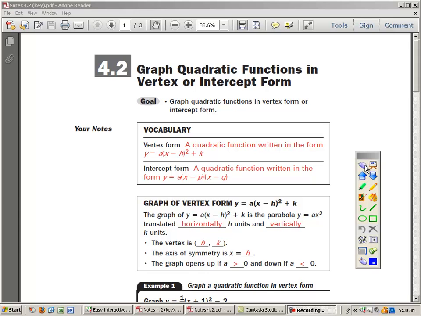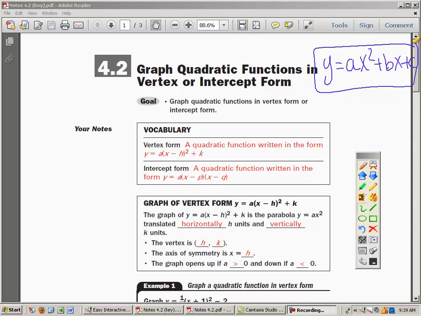Lesson 4.2 is going to be kind of an extension of what we talked about yesterday in the previous lesson, 4.1, on graphing equations in standard form. In our previous video, we talked about graphing things in the form ax squared plus bx plus c. We talked about how to find the vertex, how to set up your table, whether it opens up or down, the y-intercept, and all those kinds of things. So if you haven't seen that video, definitely a good idea to watch that one prior to watching this one.